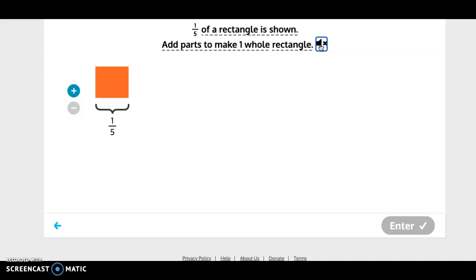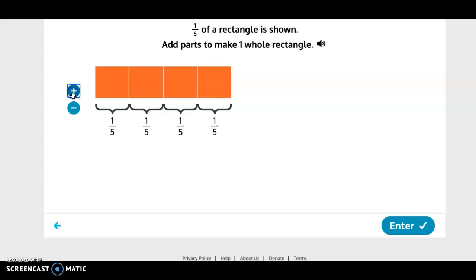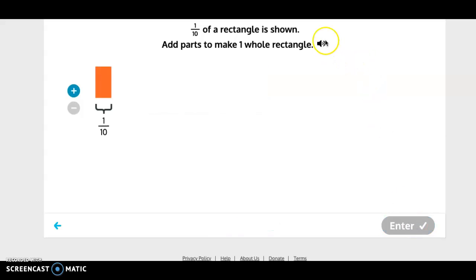One-fifth of a rectangle is shown. Add parts to make one whole rectangle. One-tenth of a rectangle is shown. Add parts to make one whole rectangle.